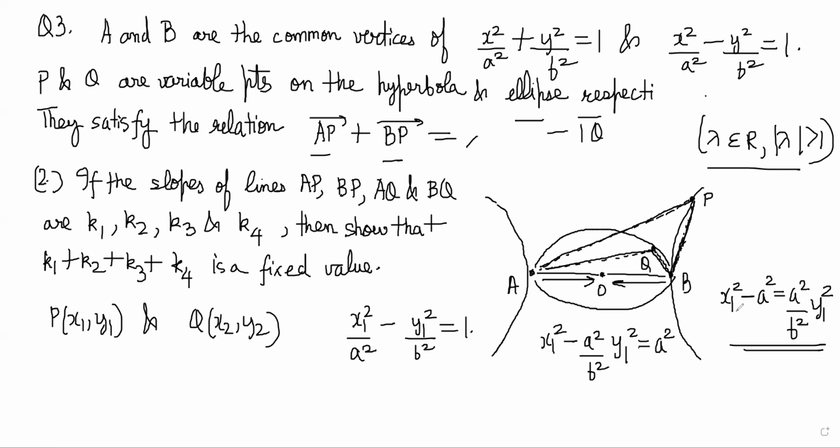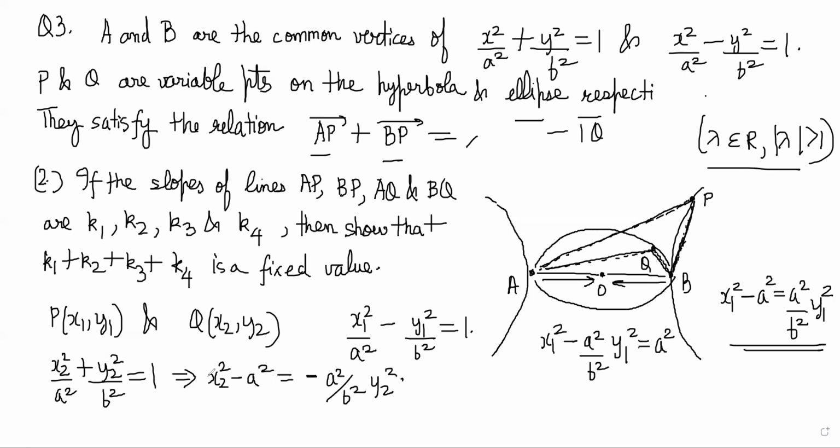And Q satisfies the ellipse. So in that case, what we are getting is x2 square by a square plus y2 square by b square equal to 1. Multiply by a square both sides, you're getting x2 square minus a square is equal to minus of a square by b square y2 square. This is what you're getting for the Q point, and this is what you're getting for the P point, right?